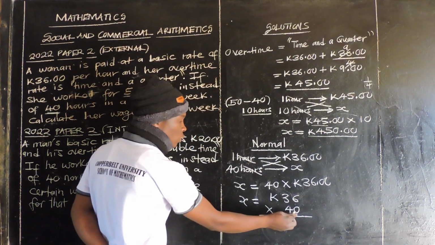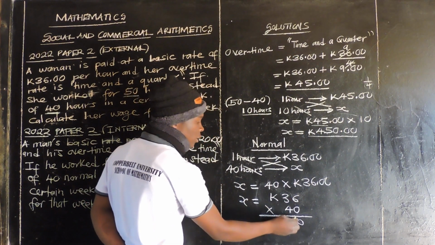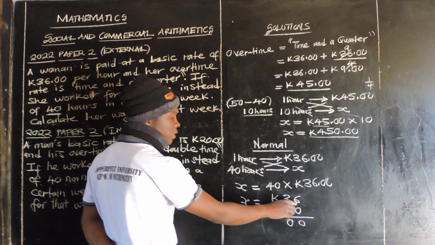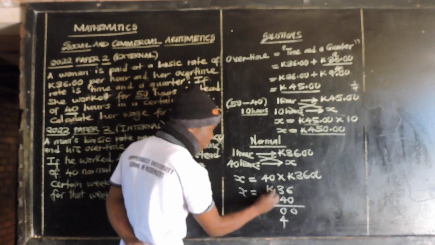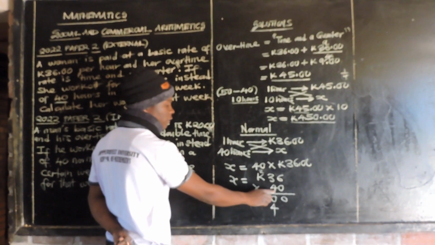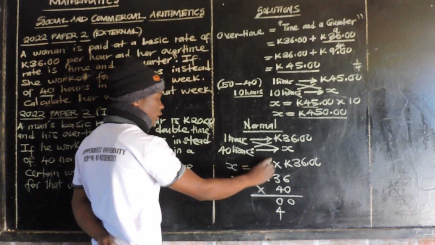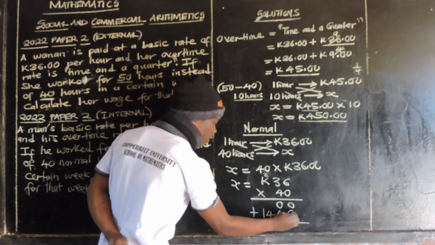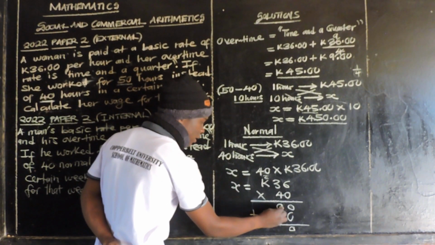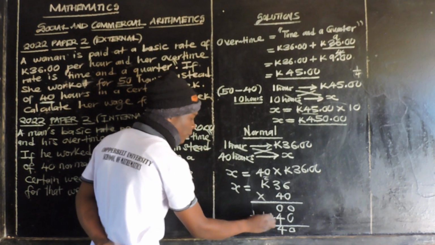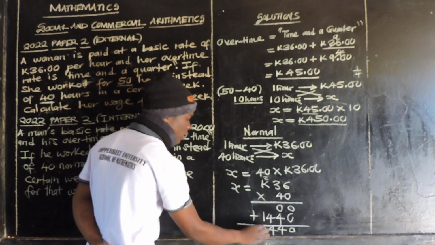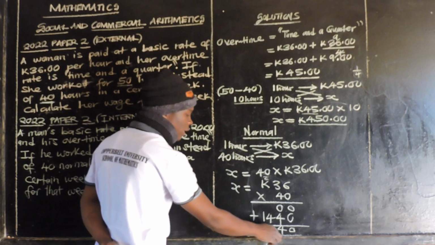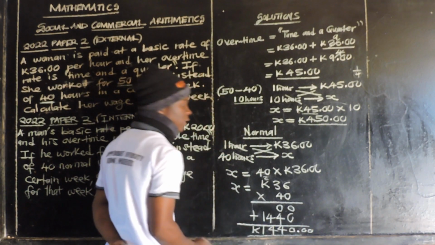Are we together, people? So 6 times 0 gets 0. 0 times 3 you get 0. Then you bring down the kwacha on this side. Then you have 4 times 6 you get 24. So you write 4, carry 2. Then 4 times 3 you get 12, 12 plus 2 gets 14. Then you simply add at this level. So 0 plus 0 gets 0. 4 plus 0 gets 4. 4 plus 0 gets 4. Then 1 plus 0 gets 1. So our norm is 1,440 kwacha. That's our norm.